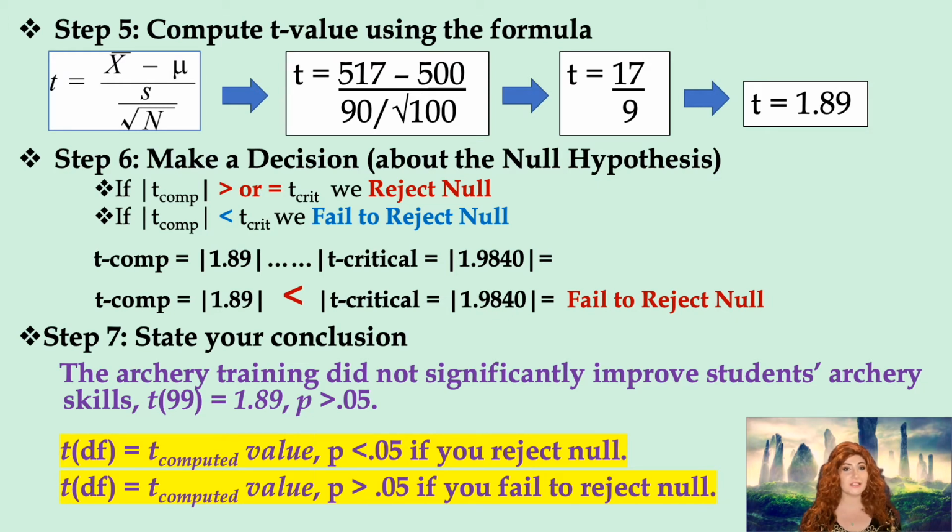So if we rejected null and we did find a difference, we would still write t degrees of freedom 99 is equal to t computed of 1.89, but then we would say comma, p is less than 0.05. We would say the probability of making an error is less than 0.05.